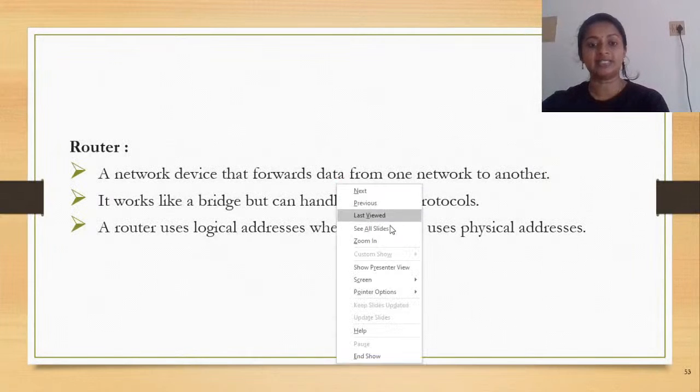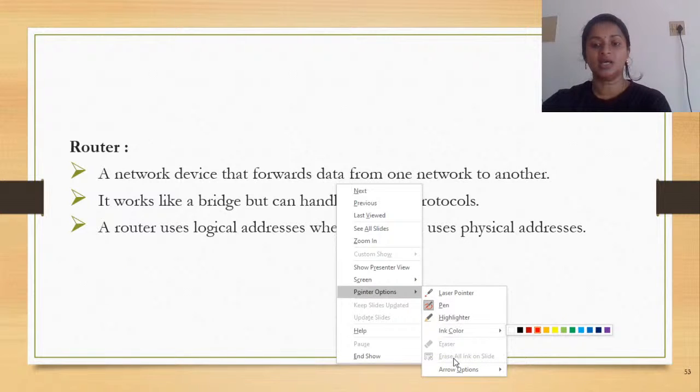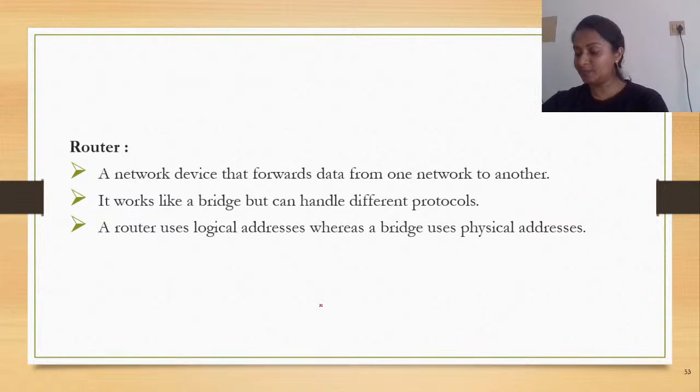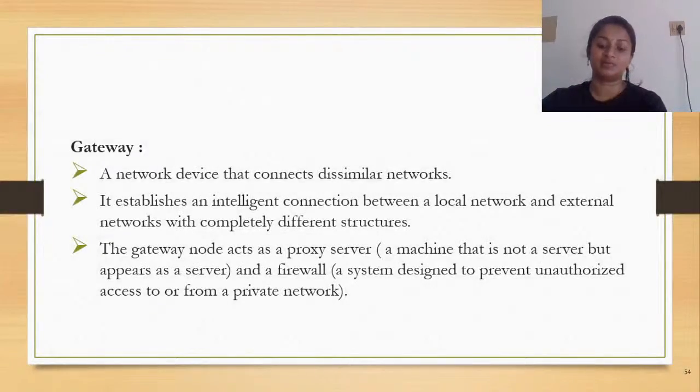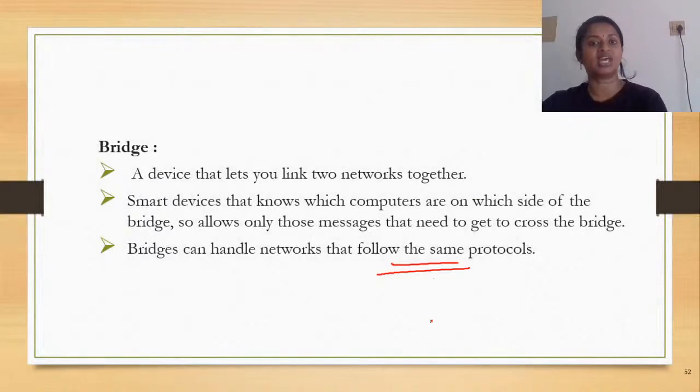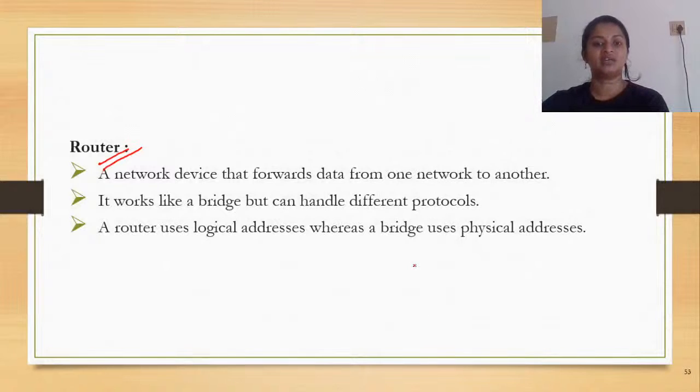So moving on, this is the most important of the networking devices that we need to learn. The device is the router. Now, what is a router? It is a network device that forwards data from one network to another. What would be the difference between a bridge and a router? See here, a router can handle different protocols. So usage of a different protocol is immaterial when you consider the networking device router.